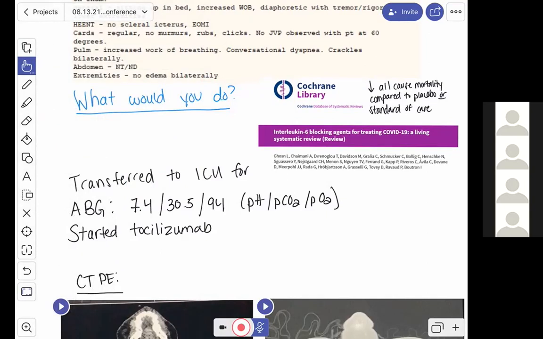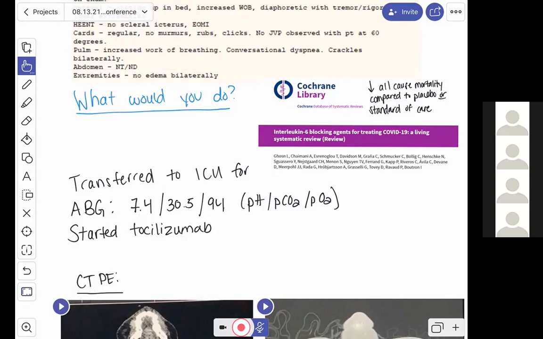And so for those of you who were working in the pandemic last year, our main things were just Dex and Rem, but now there is data on tocilizumab. There's a New England Journal article that was published in April of this year that showed no mortality benefit, but an overall Cochrane review demonstrated that there is a decreased all-cause mortality compared to placebo or standard of care, which is important there. So these patients were likely getting Dex and remdesivir already.